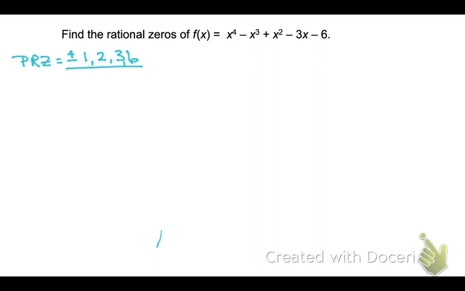Over the factors of the leading coefficient. What's the leading coefficient? 1. So it's just 1 and 1. So plus or minus 1. So we know that if I do synthetic division and get a remainder of 0, it is a zero. So what do you want to start with?